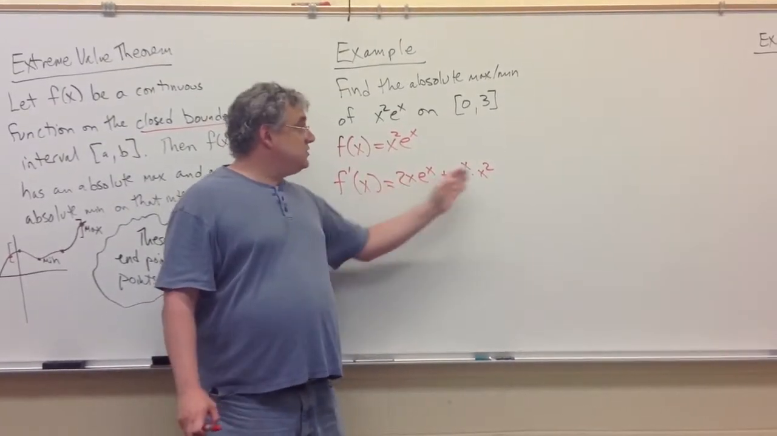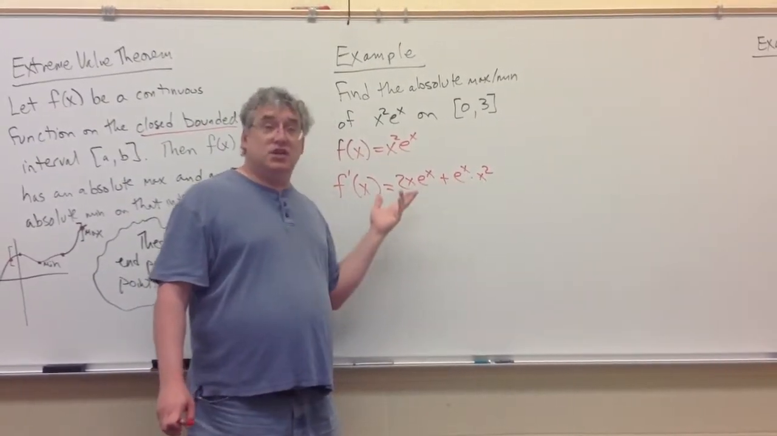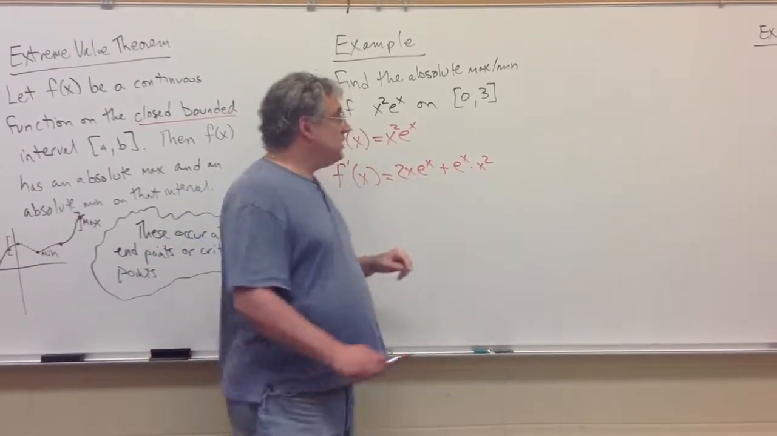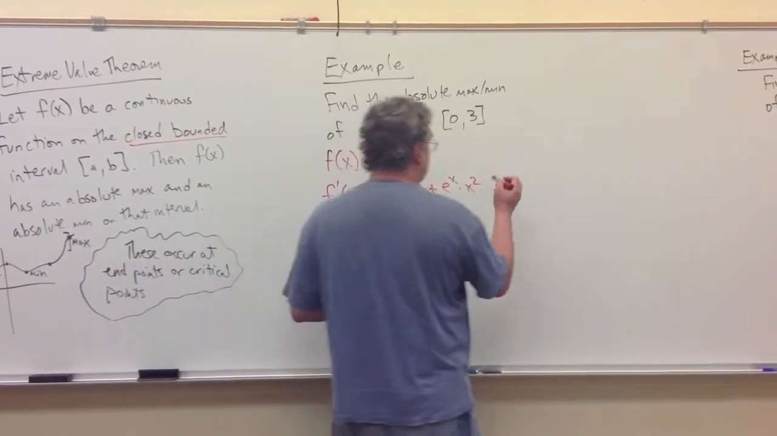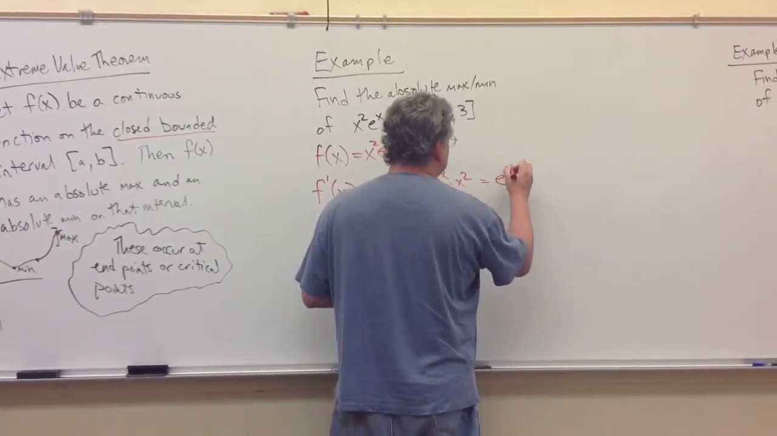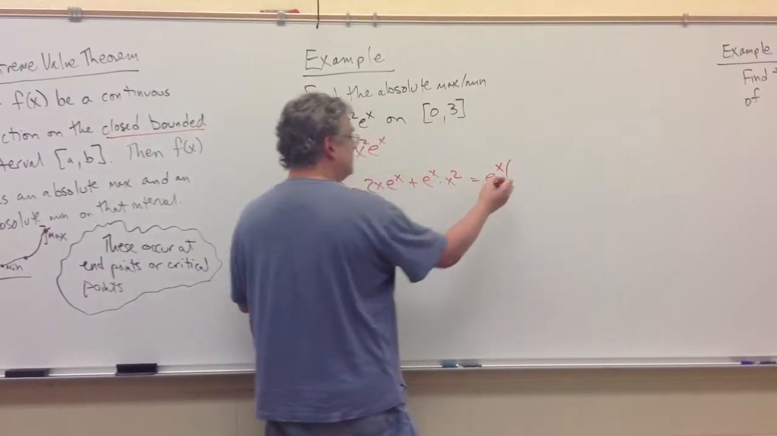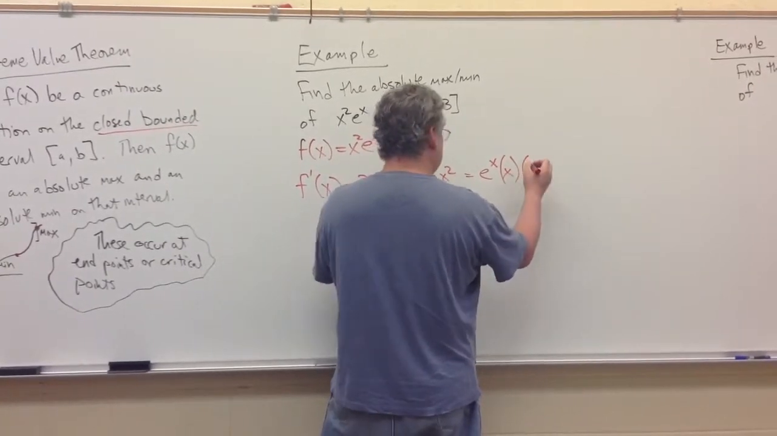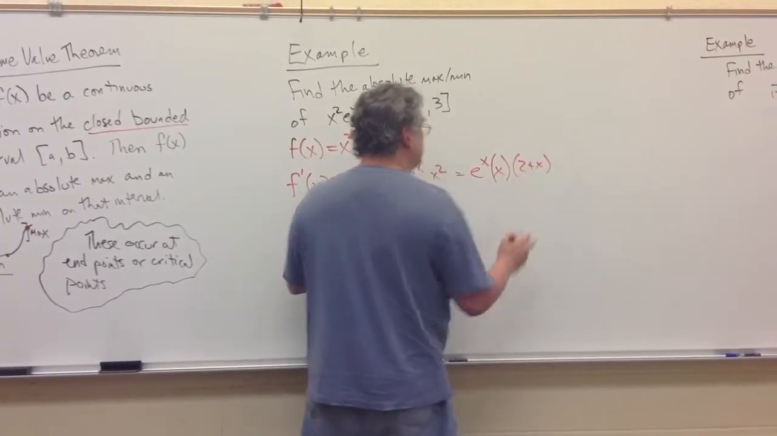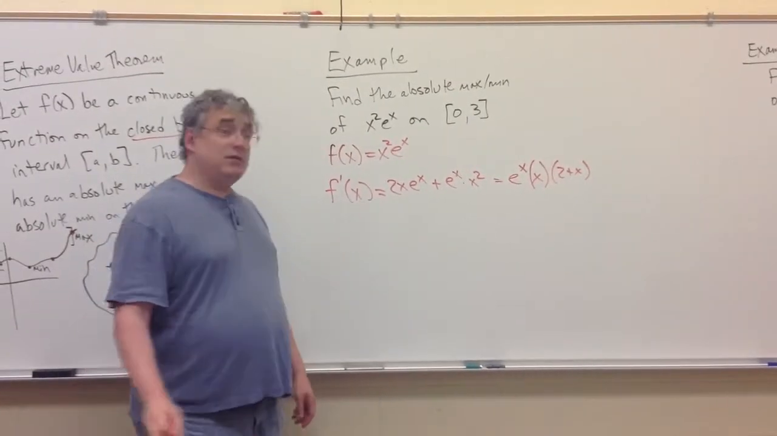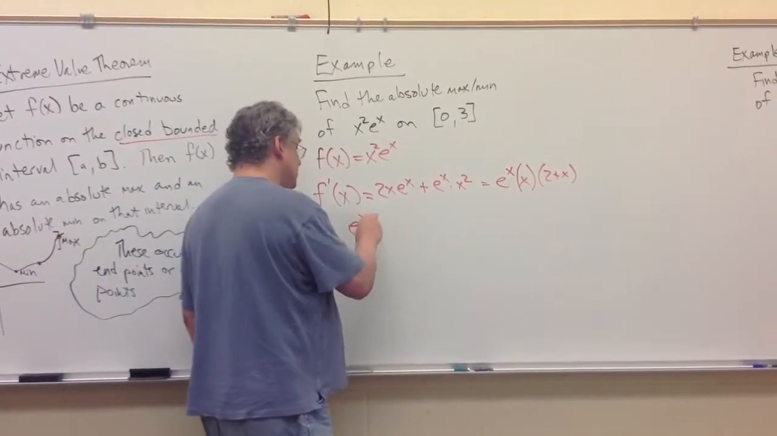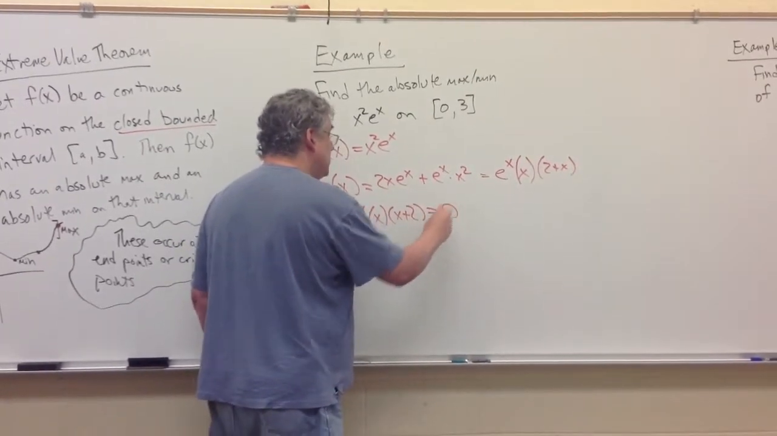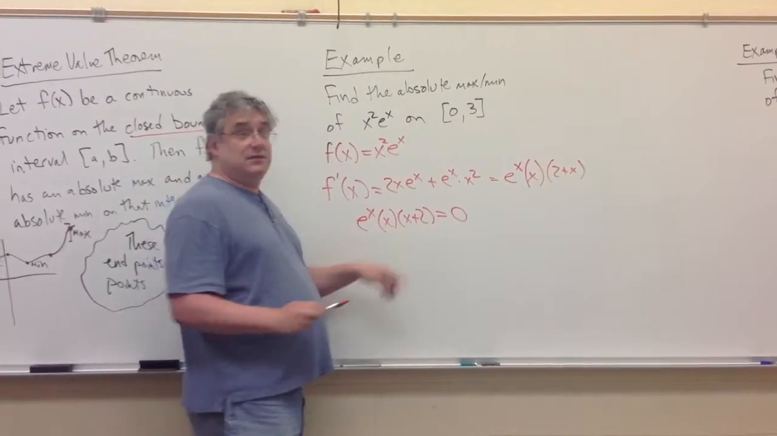Now, e to the x behaves very nicely. So does 2x, so does x squared. This is all a very nice function. It's going to exist for all values of x. But it could be 0. So let's factor this. I can factor an e to the x out, and I can factor an x out, and I can factor a 2 plus x. So if I want that to be 0, then one of these three has to be 0.